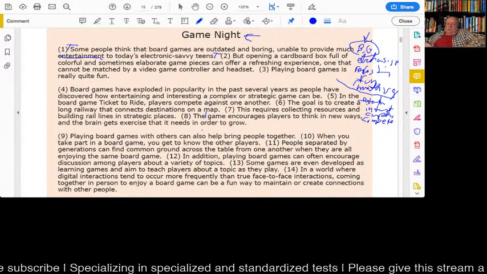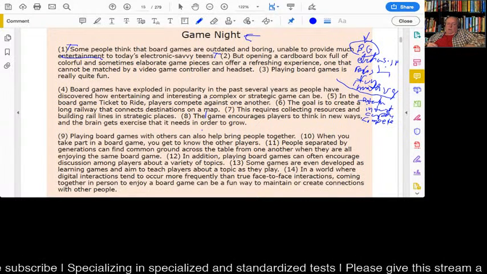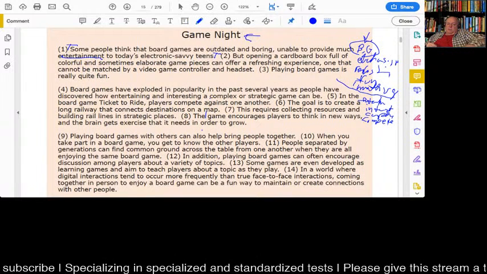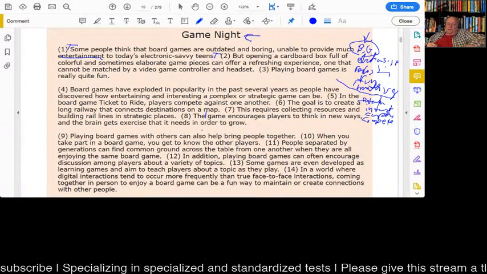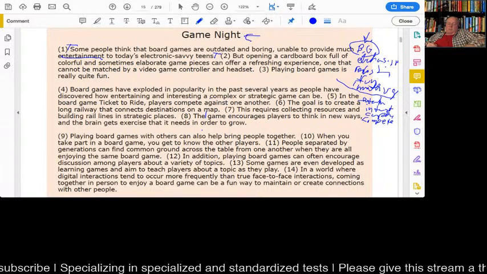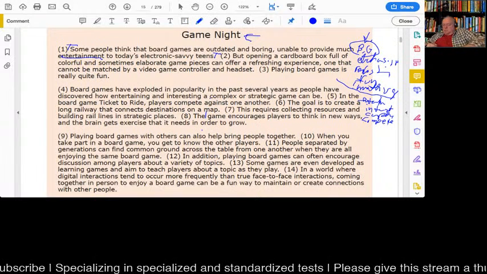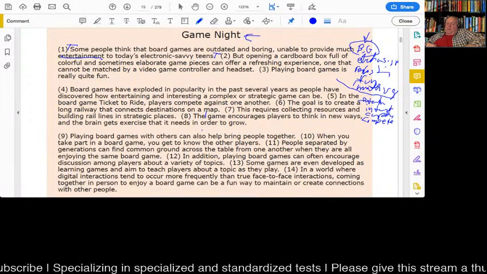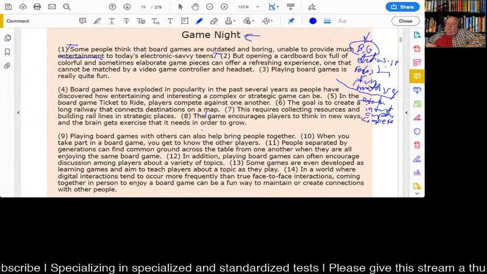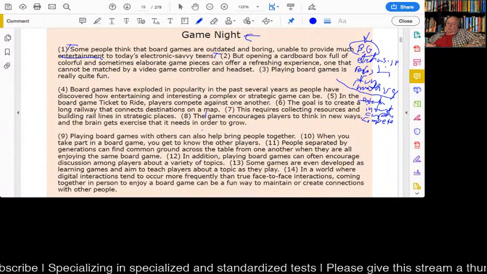Okay, the goal is to create a long railway that connects destinations to a map. So this is getting specific about that one game. In some ways, this is a distraction, maybe. So when you're reading, you're trying to figure this out because there's turning points to passages, including these ones sometimes.